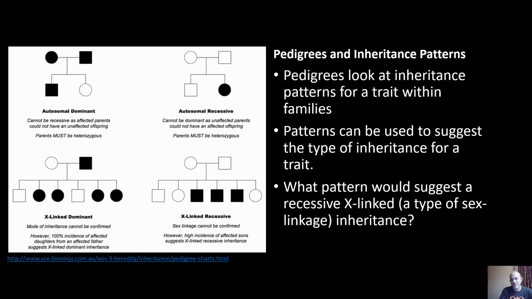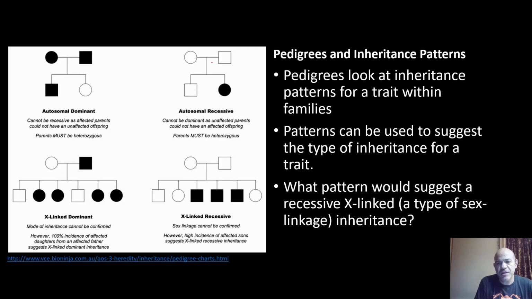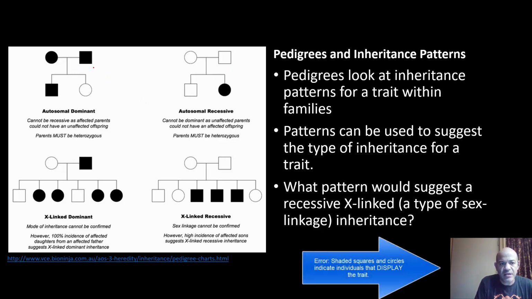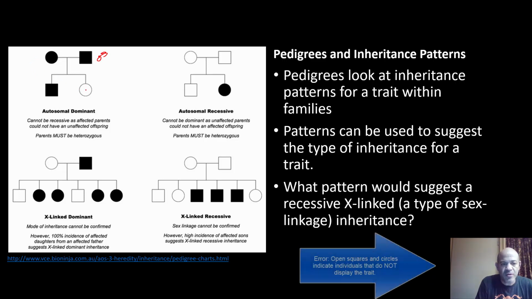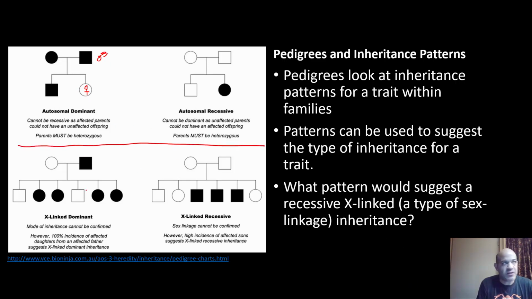Pedigrees can be used to show inheritance patterns, especially for humans when we look at family histories. That's what a pedigree does, it tracks them. Any individual that is shaded in would be carrying the trait. So here a square would be a male carrying a trait, and a circle would be a female carrying a trait. If the square or circle is open, then for example this would be a female that's not carrying a trait. But we're going to focus on the ones on the bottom of these pedigrees.